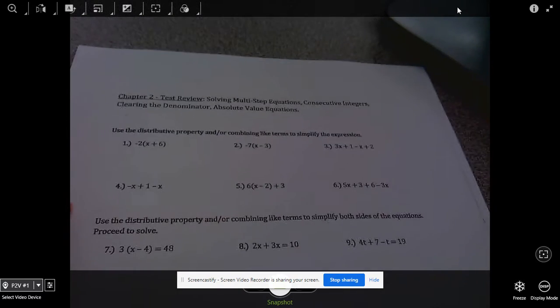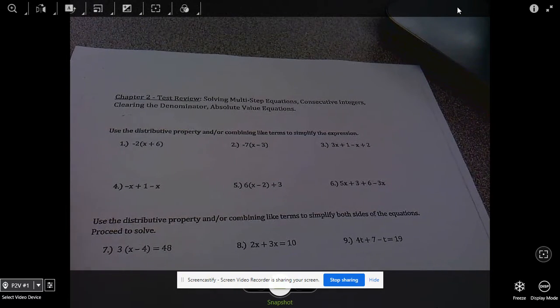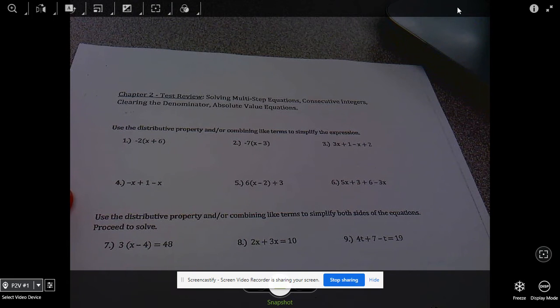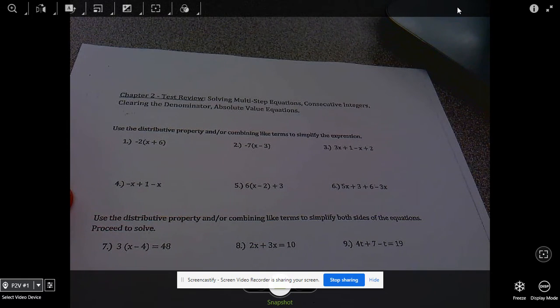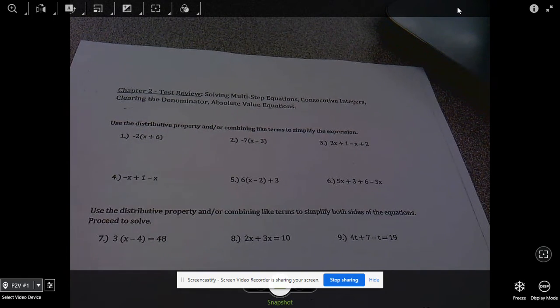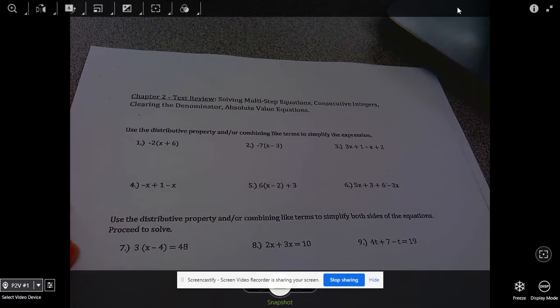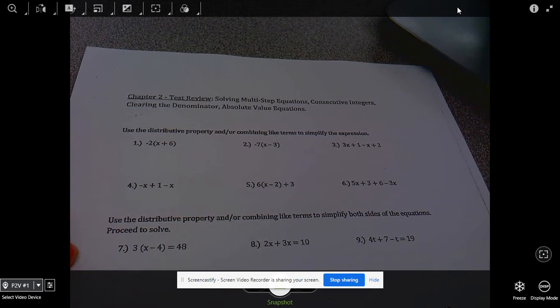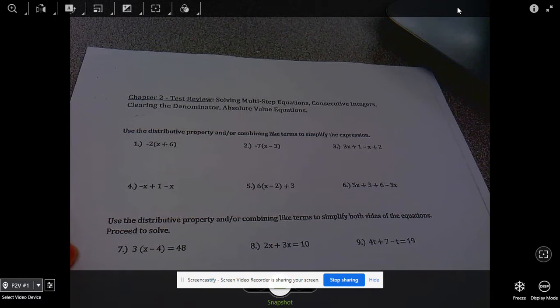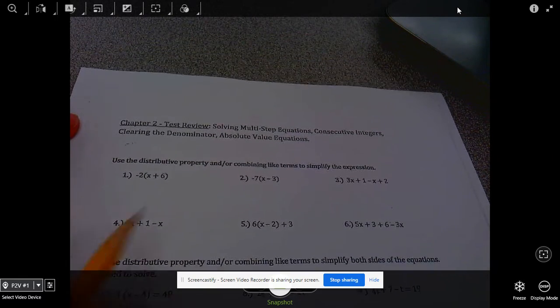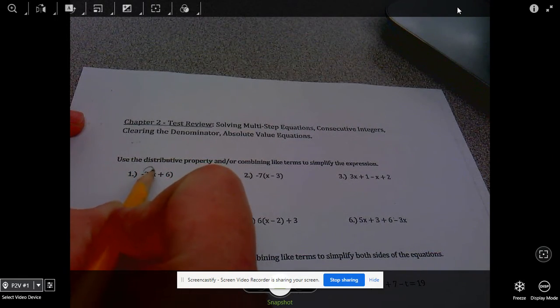So this is chapter 2 test review. I encourage you to pause the video now and complete the first page. Once you are done, play the video, compare it, and keep moving forward. The first section says, use the distributive property or combining like terms to simplify the expression. So these are expressions. We're not solving, we are just simplifying.